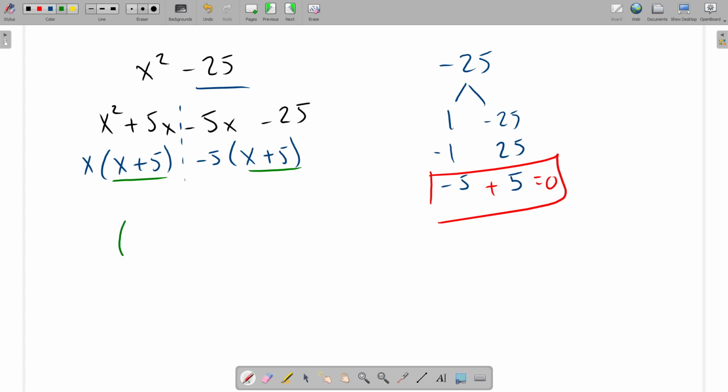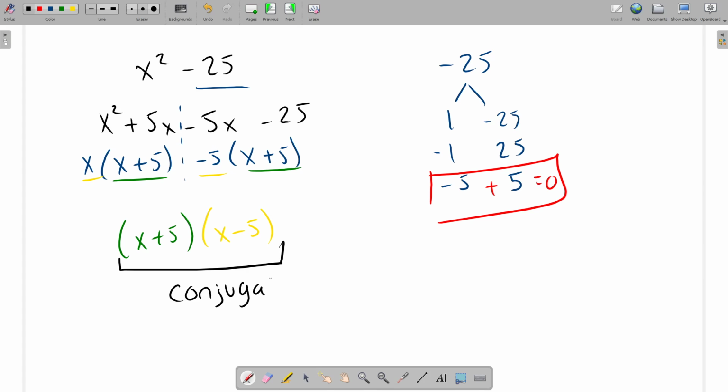These two are the same, so x plus 5 is one of my factors, and then the two things that were taken out as GCFs make the other factor. Now, if you've seen the previous video, episode 5 specifically, this should look familiar. We called these two binomials conjugates, because they look exactly the same, but the sign between them is different. So I have an x plus 5 and an x minus 5.